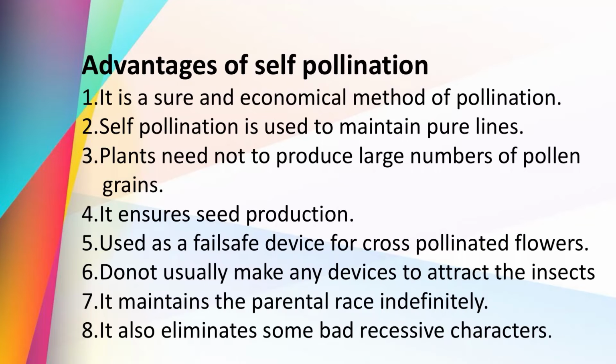Moving to another slide. Now, these are the advantages of self pollination. What we have discussed are the contrivances of self pollination, how different plants are adapted and modified to do self pollination. Now, in the slide we have different advantages of self pollination. Self pollination, as you can see, is a sure and economic method of pollination. It ensures seed production. In cross pollination, the plant cannot ensure seed production, whereas in self pollination the plant ensures seed production.